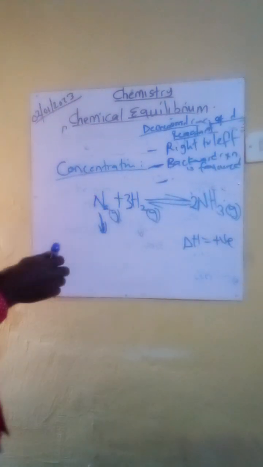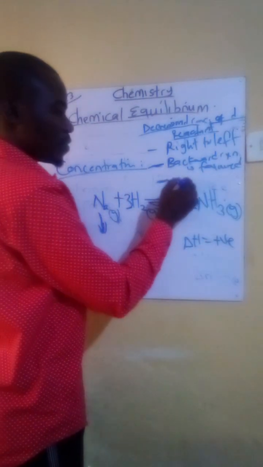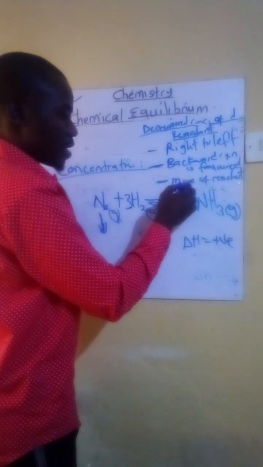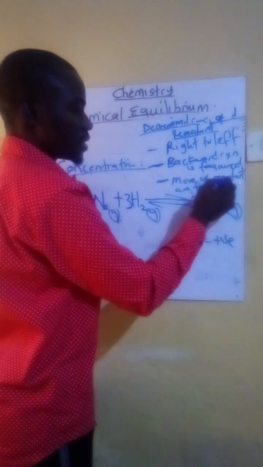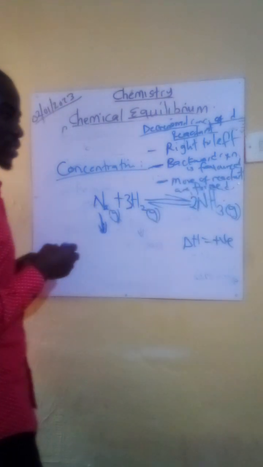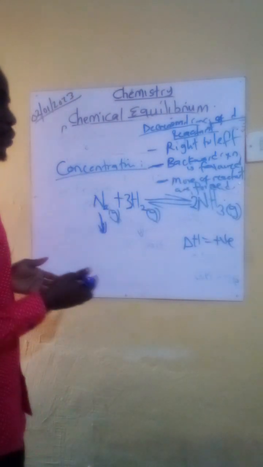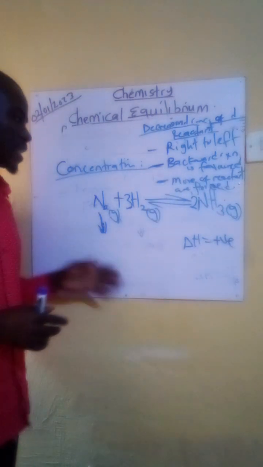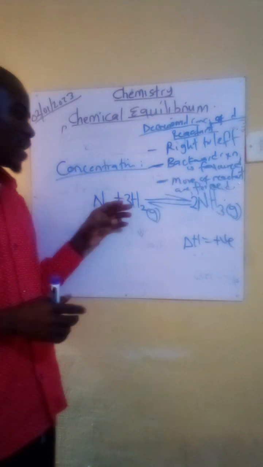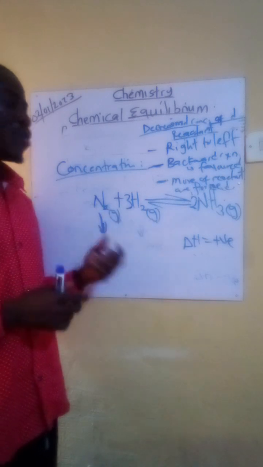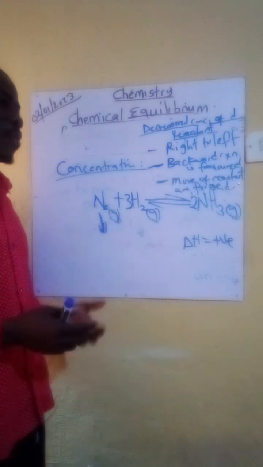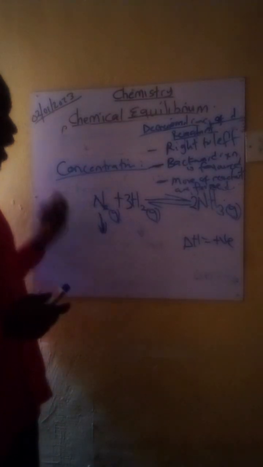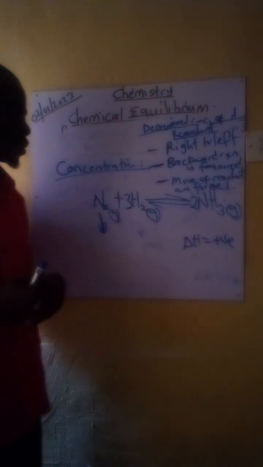Or what do you say again? More of reactants are formed. These are the words that JAMB uses. So all these words you have to master them. So this is how concentration affects equilibrium, and how the equilibrium also adjusts itself, also responds to the effect of applying the concentration. That is that.